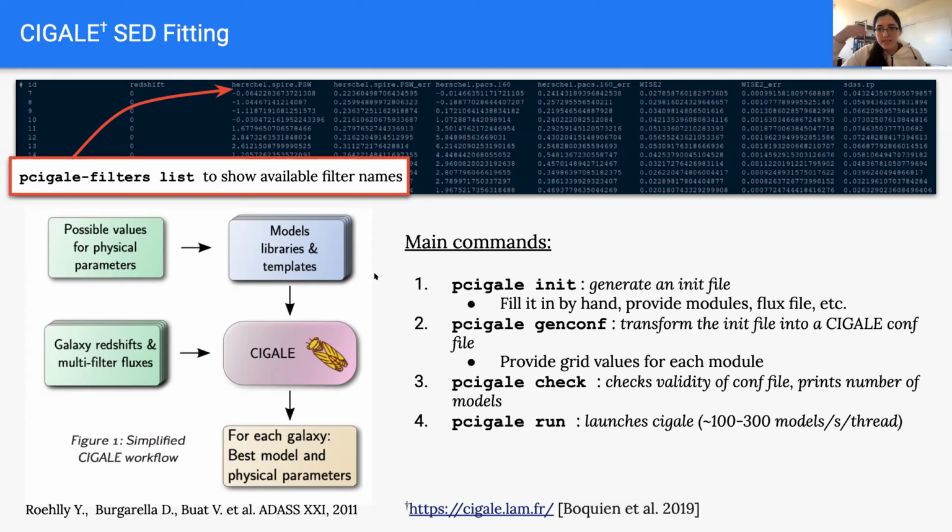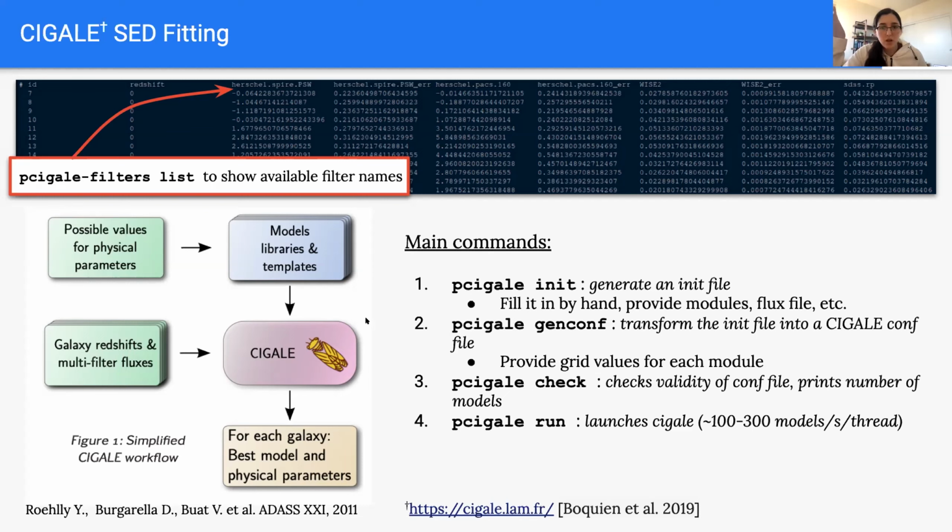And all of this is contained in the .init file, along with all the possible values that you provide for the physical parameters, such as star formation history and your dust attenuation. Then, using different models, libraries, and templates, such as THEMIS, if you so choose a realistic dust model, CIGALE calculates all the possible spectra, as well as likely fluxes for the filter bands that you've chosen.